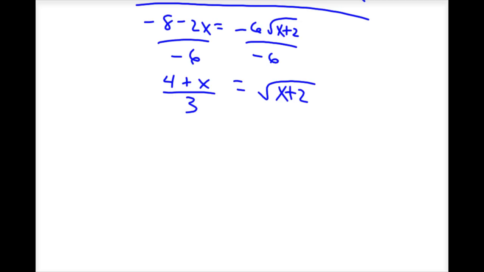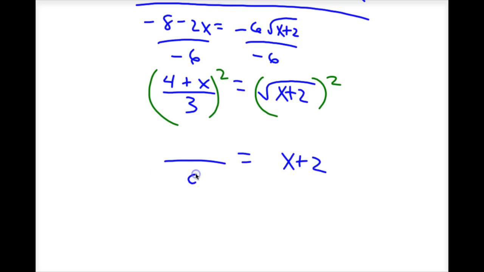Now I square both sides. So I'm going to get rid of the square root. If I square both sides, I get x plus 2 on the right. On the left, I get a 9 on the bottom. And the top, I got to do the square dance. I got 4 plus x quantity squared. So that'd be 16, first one squared, twice the product, last one squared. All right, been a long problem, I know, but we're almost there.